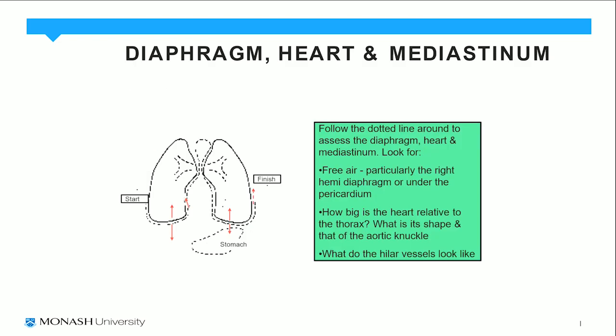Now reviewing the diaphragm, heart and mediastinum. Follow the dotted line around to assess the diaphragm, the heart and the mediastinum so that you can search for evidence of free air, particularly on the right hemidiaphragm or under the pericardium. You want to check the heart size and its shape, and that of the aortic knuckle, and also you want to look at the hilar vessels.